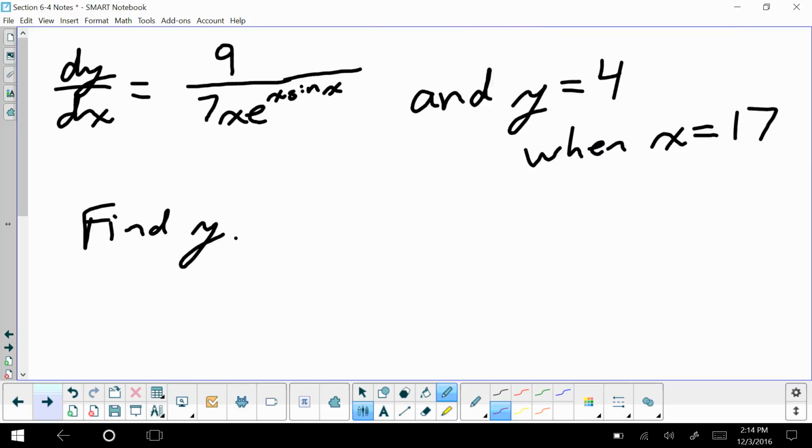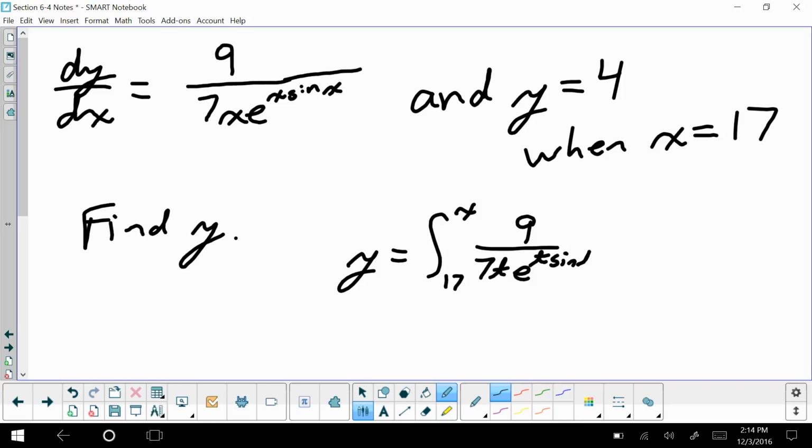So if we did another example here, where my derivative is 9 over 7x times e to the x sine x, and I know that y is 4 when x is 17, well, this would be the integral. x is going in my upper bound. The 17 is my lower bound, because that's the x value they tell me about, of 9 over, and I'll use t again as my dummy variable. Then plus the 4, that's the initial y value they give me.